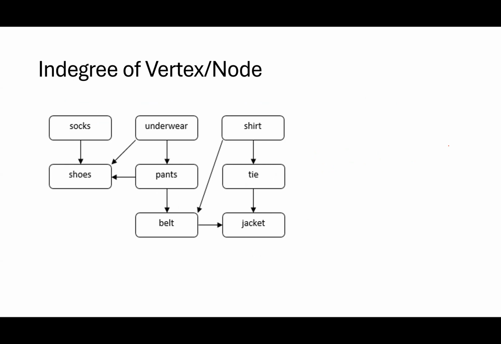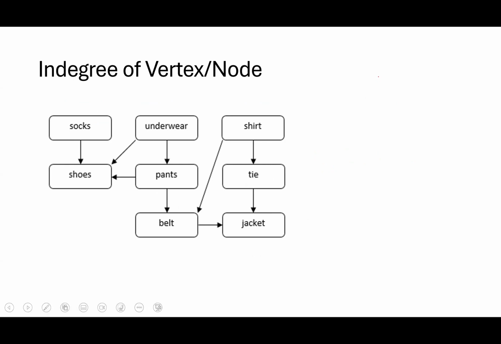how do I start my topological ordering? So one thing to notice here is I have to start somewhere which is not dependent on anything, right? Okay, so here is where in-degree of a vertex or node comes handy.